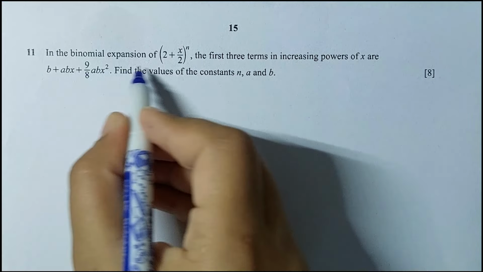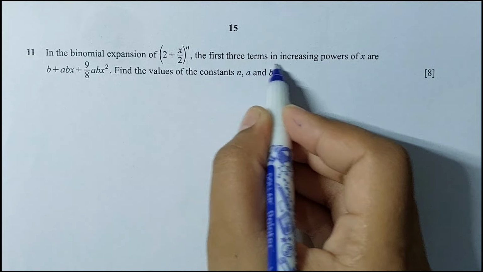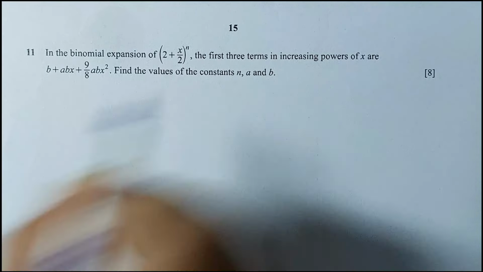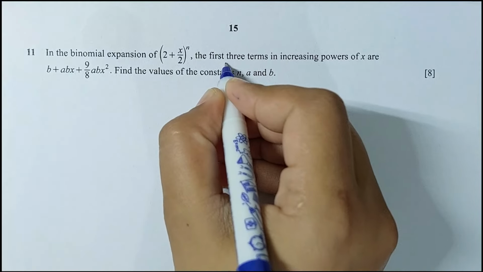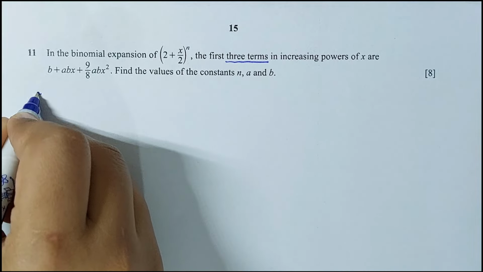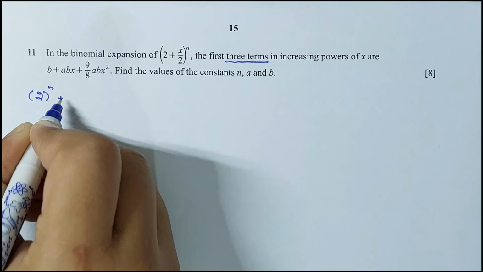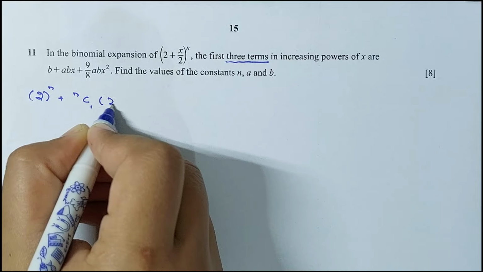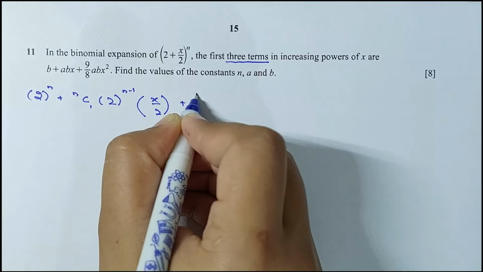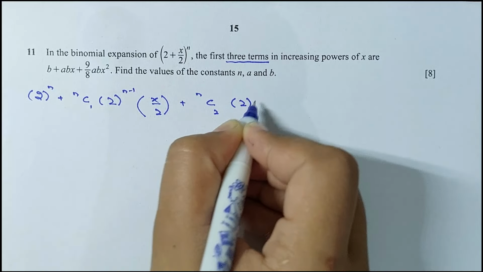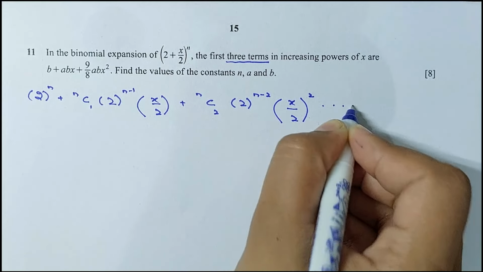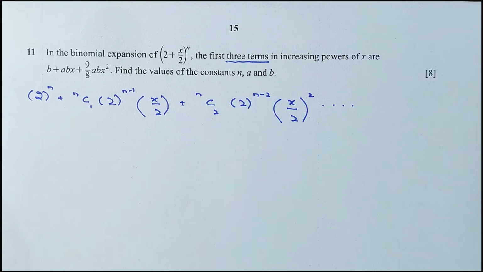Question number 11. In the binomial expansion of this expression, the first three terms in increasing powers of x are as given. Find the values of the constants n, a, and b. Let me open the first three terms in increasing powers of x. The first term is 2 to the power n, plus nC1 times 2 to the power n minus 1 times x over 2, plus nC2 times 2 to the power n minus 2 times x by 2 squared, and so on.